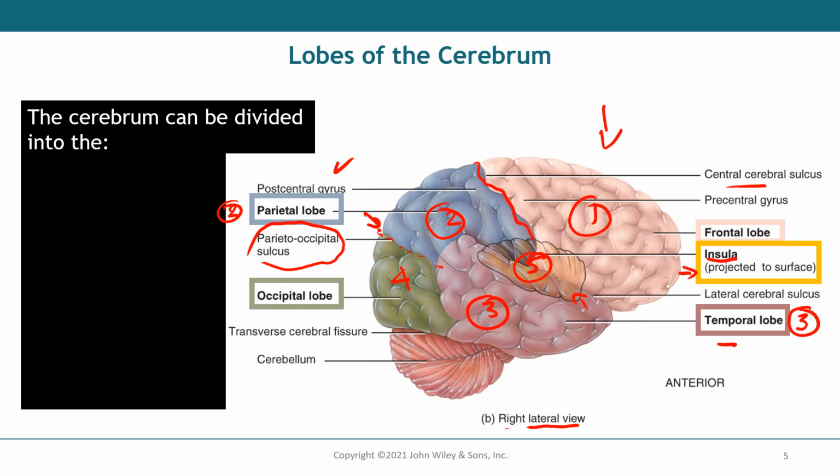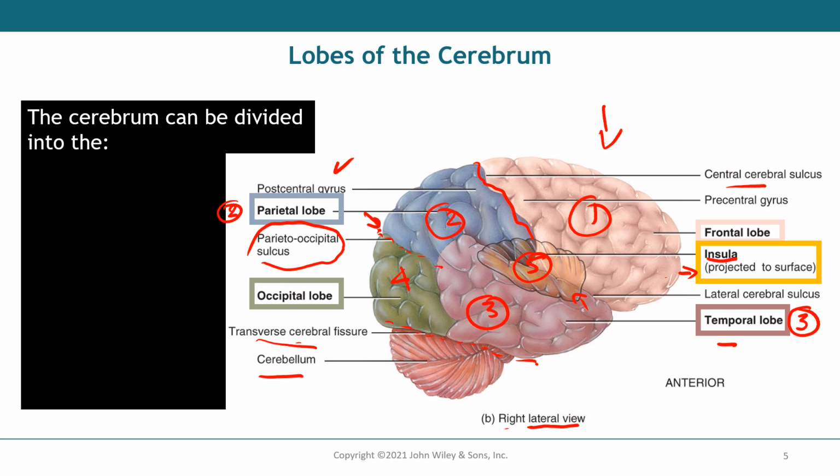And so here, for example, between the cerebrum and the cerebellum, we will have another fissure here, that we talked about before, the transverse cerebral fissure, and we will have all these structures that separate each one of the lobes of the brain.